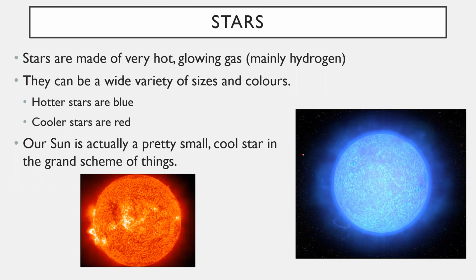Now, they can be a wide variety of sizes and colors. It's a little bit backwards to what you might expect in terms of what their color tells you. Hotter stars are blue, and cooler stars are red. Our star, the sun, is more on the red side of things. It's kind of a yellowish-orange star. It actually is pretty small and cool in the grand scheme of things. Our star is really nothing special.